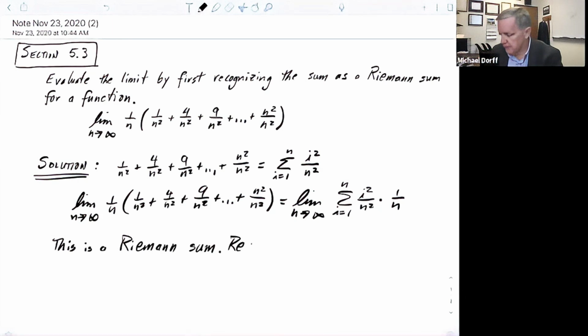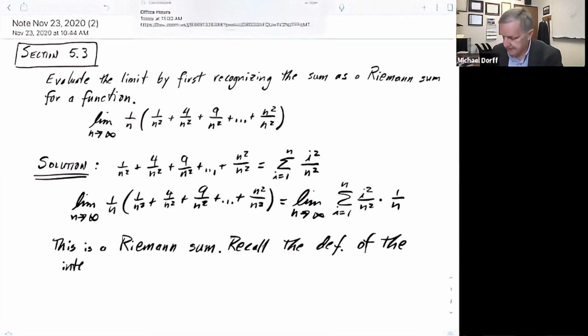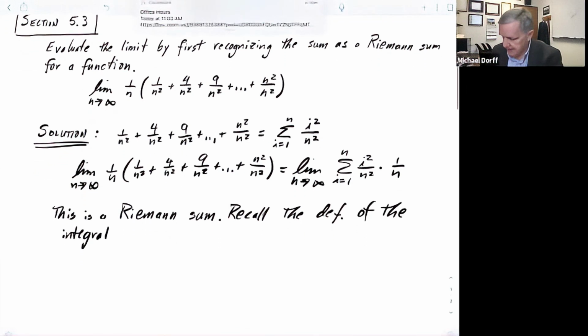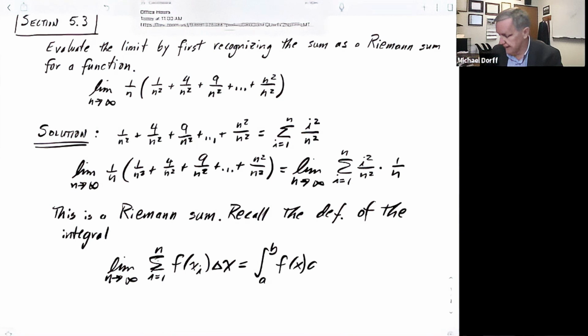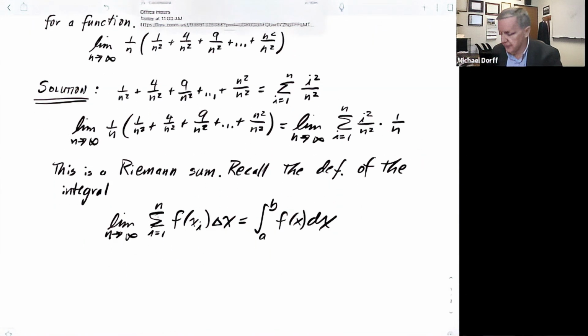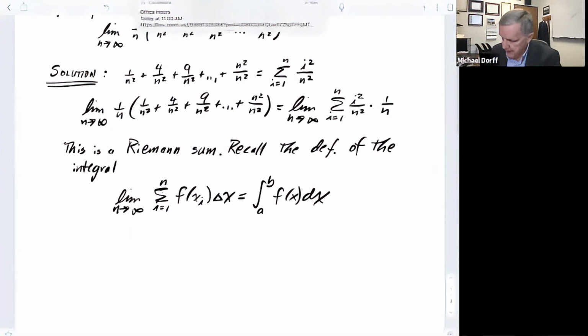So recall the definition of the integral. It says that if I had the limit as n goes to infinity of the sum i equals 1 to n of f of x sub i delta x, that equals the integral from a to b of f of x dx. So we're going to try to rewrite this Riemann sum as an integral. Then once we've got the integral, we'll evaluate it using the fundamental theorem of calculus part 2, and we'll be done.